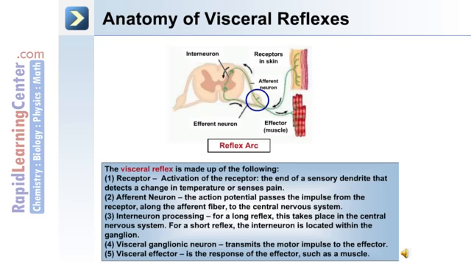Number 3 is the interneuron processing. For a long reflex, this takes place in the central nervous system. For a short reflex, the interneuron is located within the ganglion. Number 4 is the visceral ganglionic neuron. This transmits the motor impulse to the effector. And number 5 is the visceral effector. This is the response of the effector, such as a muscle.